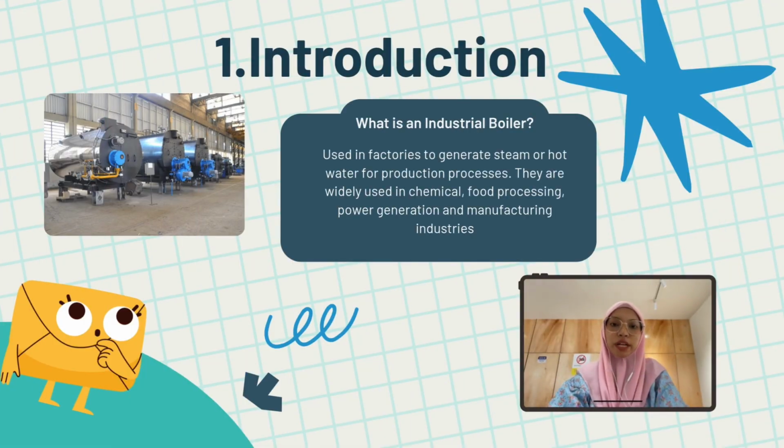Introduction. What is an industrial boiler? An industrial boiler is used in factories to generate steam or hot water for production processes. They are widely used in chemical, food processing, power generation, and manufacturing industries.